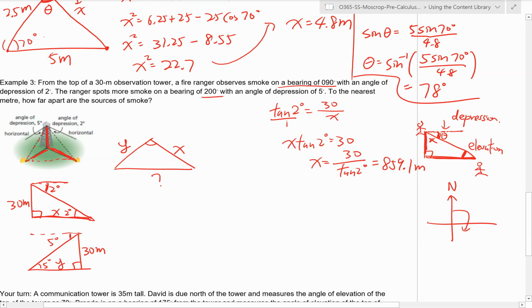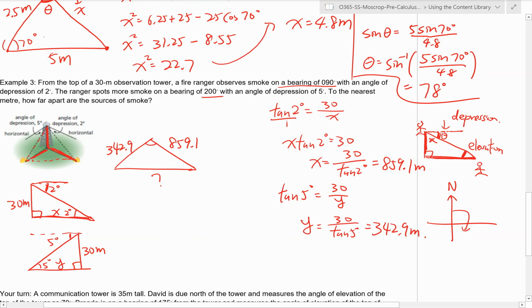For y, you do exactly the same thing. So you go tangent of 5 degrees is opposite over adjacent. So now you can see y is going to be 30 divided by tangent of 5 degrees. And if I put that into the calculator, I will get 342.9 meters. So now I can actually write numbers instead of x and y here. 859.1, and this is 342.9.